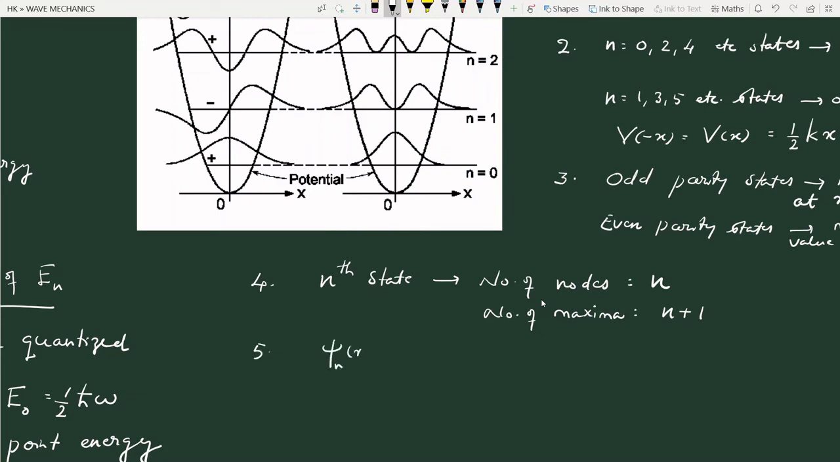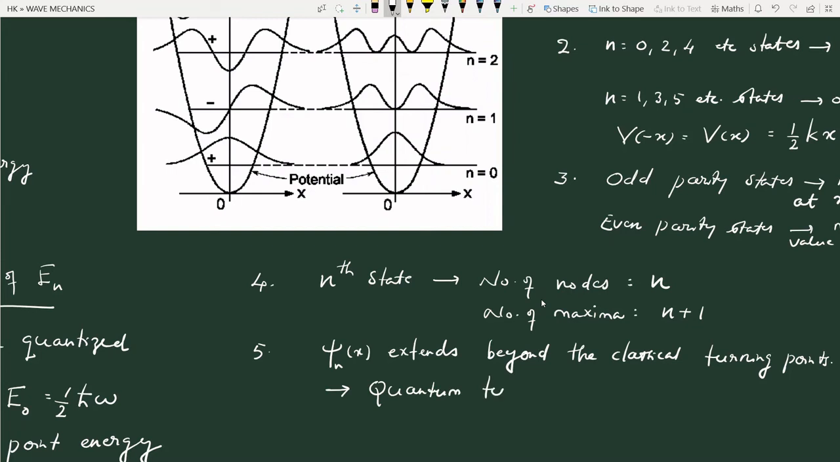So psi n of x, for each value of n, extends beyond the classical turning points. So the particle has a finite, very small probability of getting found beyond the classical turning points. So this is an example of quantum tunneling.